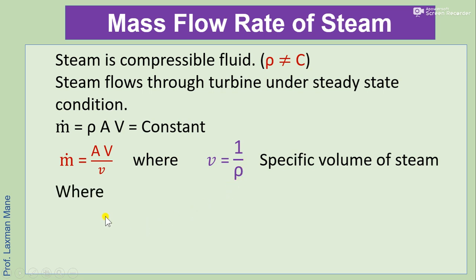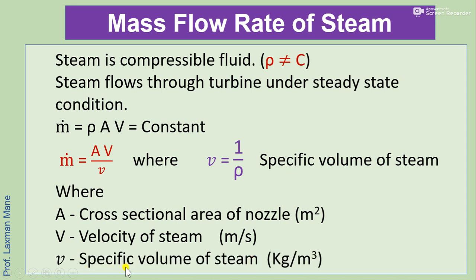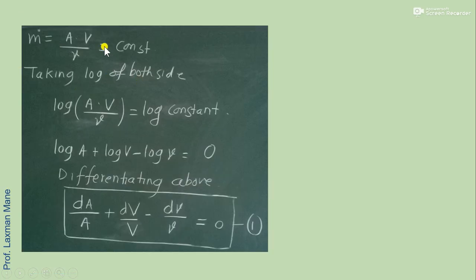So here A is the cross-sectional area of the nozzle in meter square, V is the velocity of steam in meter per second, and small v is the specific volume of steam in meter cube per kilogram. Now we will use m dot is equal to area into velocity divided by specific volume as a constant, and we can have a relation by taking log of both sides.